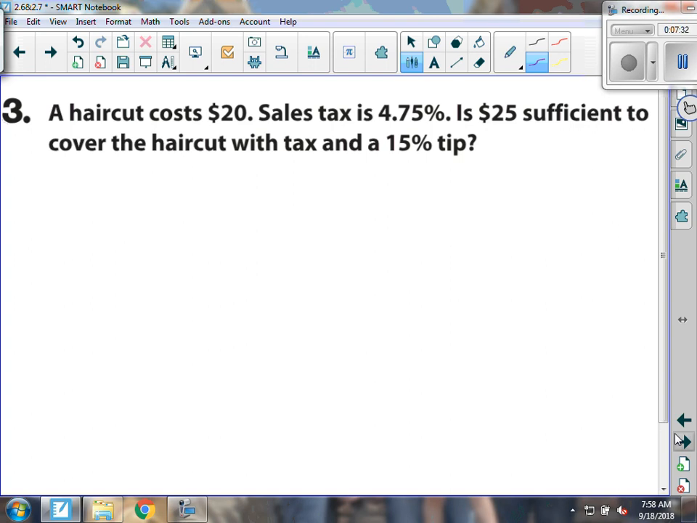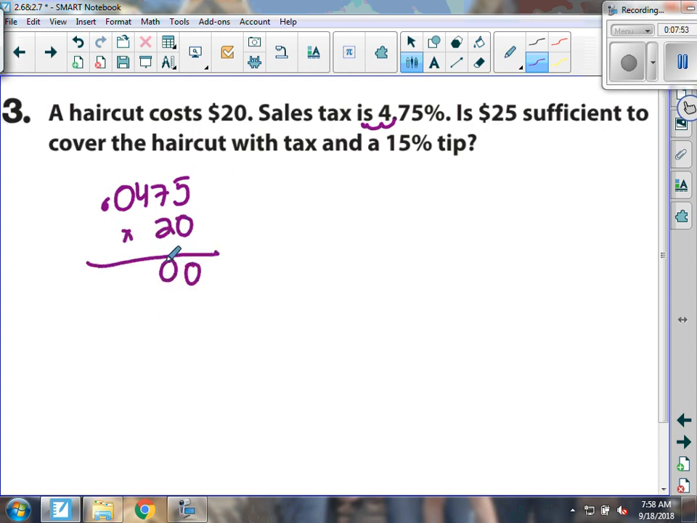Okay, so we need to figure out our sales tax and our tip of this number. So we're doing a couple of different things now. Let's figure out our sales tax. Move my decimal 2 places to the left, so that is 0.0475. I'm going to multiply this by 20.